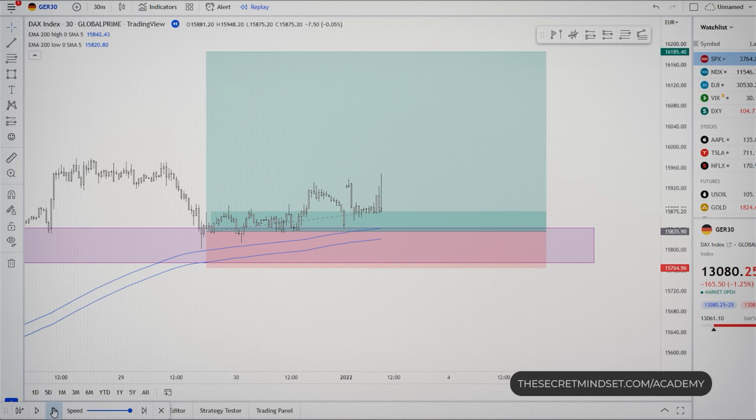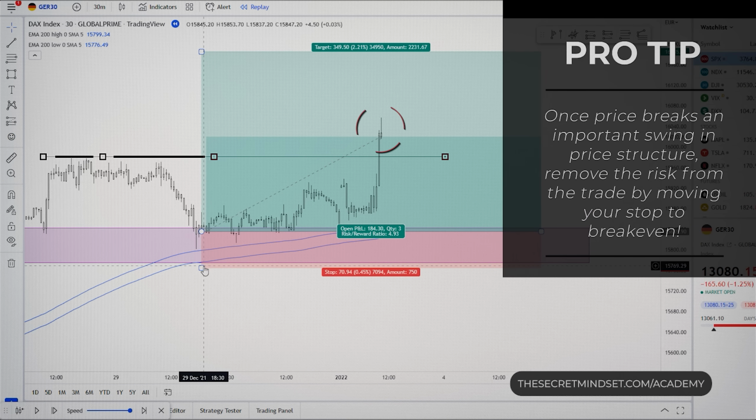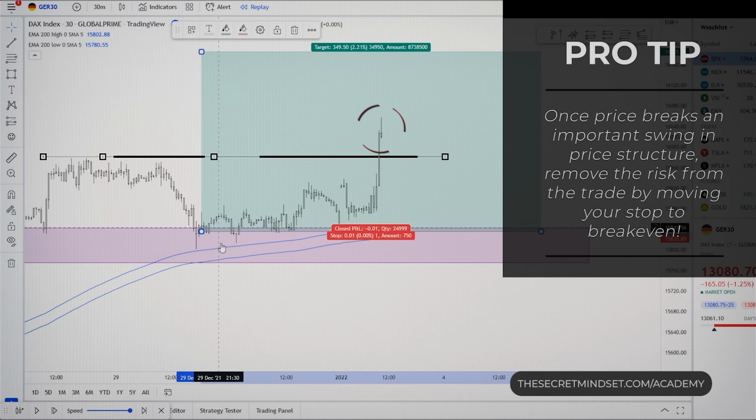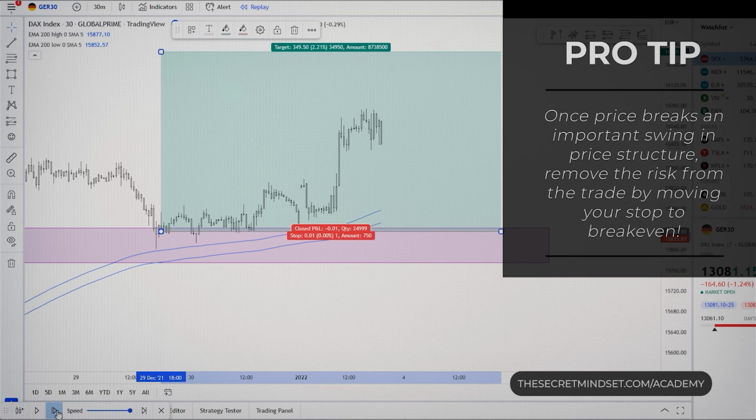Here's how to manage the trade. Once price breaks an important swing in the price structure, remove the risk from the trade and move your stop to break even. Now we can't lose money. We are in a risk-free trade.